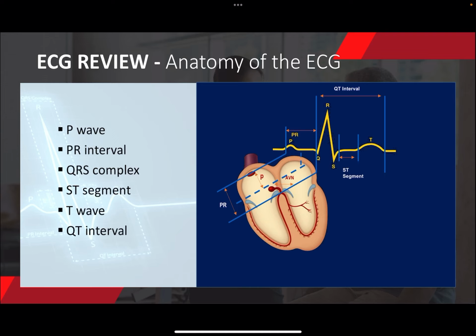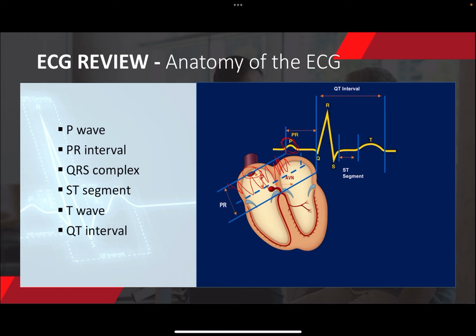The ECG is a representation of your heart's electrical activity. If you see a P wave right here, that means it's your atrial activity. As the impulse travels from the sinus node to the AV node, this section right here produces your P wave. And then there's what we call the PR segment.